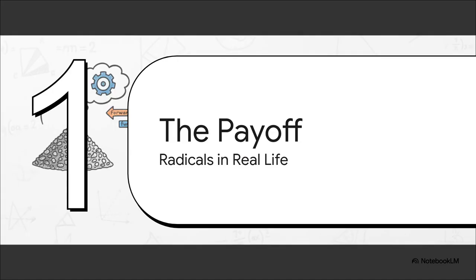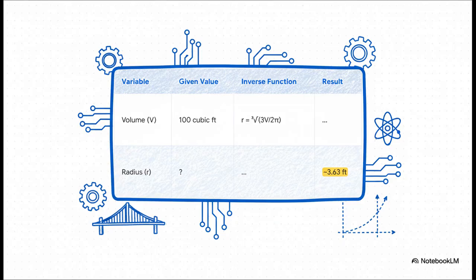So after that whole journey through the theory, it is finally time for the payoff. We started with a real-world problem, we discovered this idea of an inverse, we navigated a tricky complication, and we even found a new type of function. Now, let's put it all together and go back to that cone of gravel. Okay, so our original formula was for volume. By using our three-step process, we found its inverse, which gives us the radius.